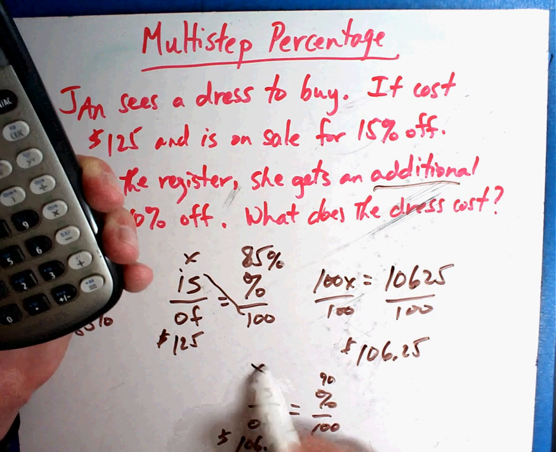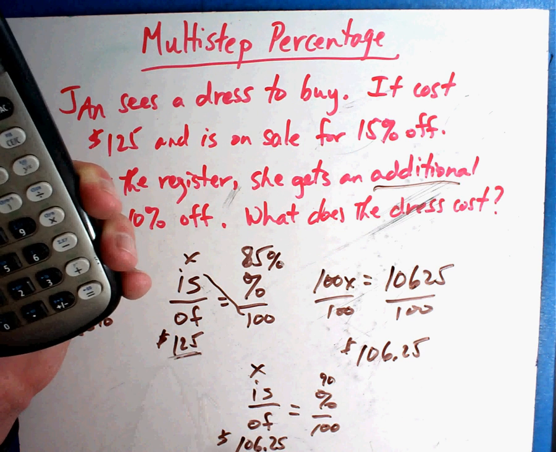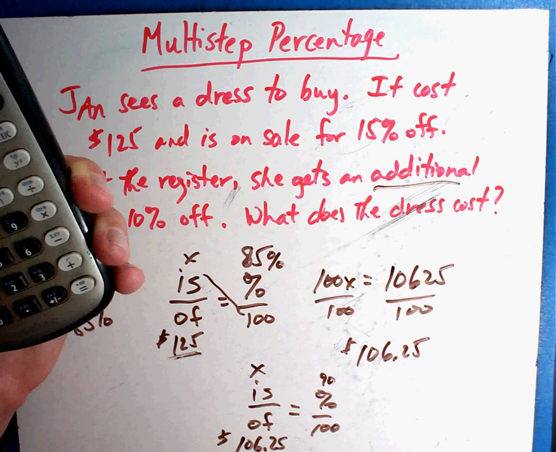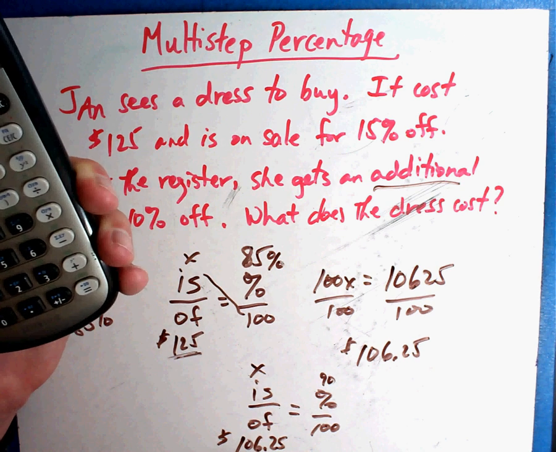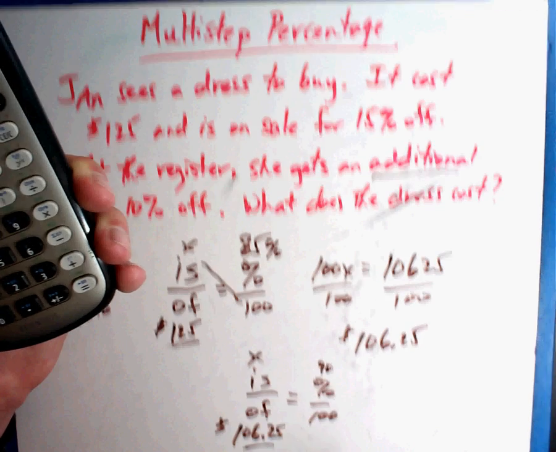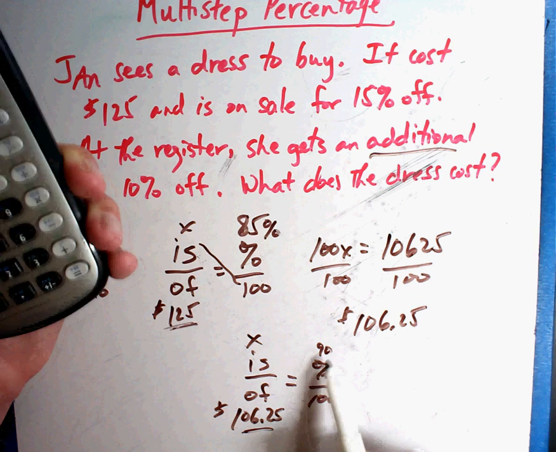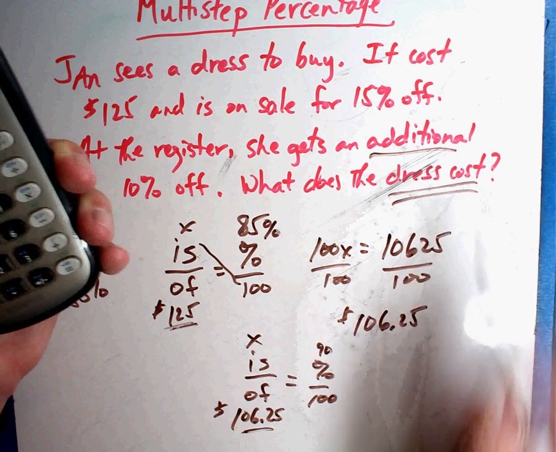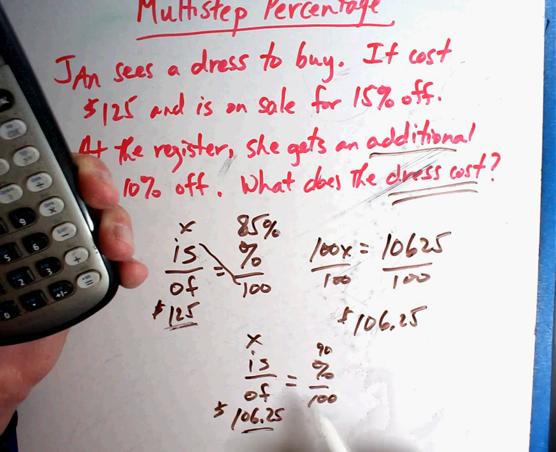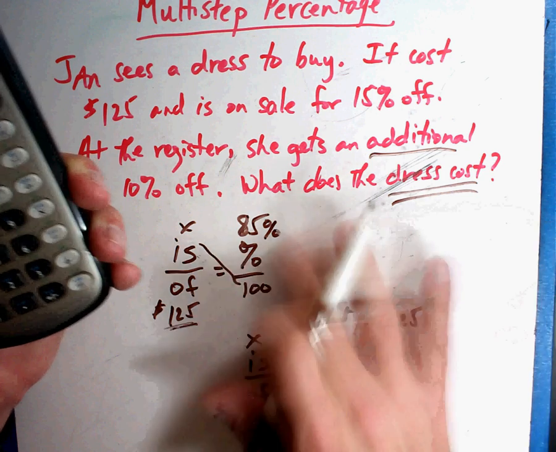And there's my x. Why can't you add percentages? Because it wasn't the same percentage of the same number. This time it was a percent of 125, and this time it's a percent of $106.25. So that doesn't work. That's why you have to do it twice. Now again, it's a 10% discount, but I'm paying for 90% because it wants to know how much the dress costs. Okay, so I'm going to cross multiply.